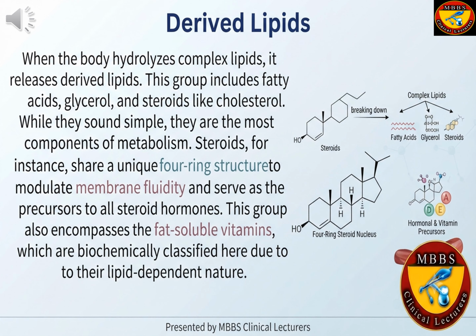Derived lipids. When the body hydrolyzes complex lipids, it releases derived lipids. This group includes fatty acids, glycerol, and steroids like cholesterol. While they sound simple, they are the most active components of metabolism.